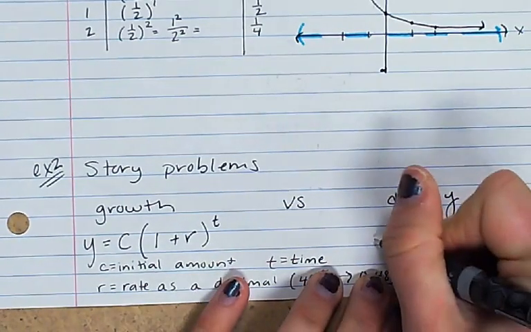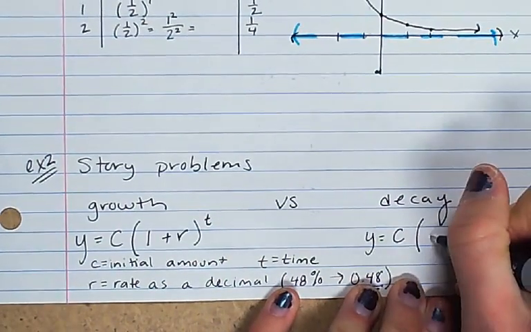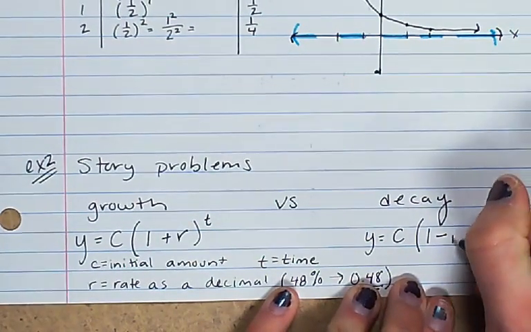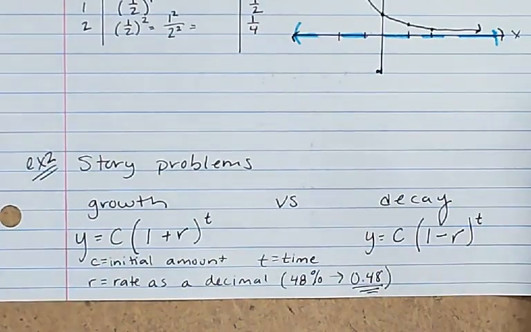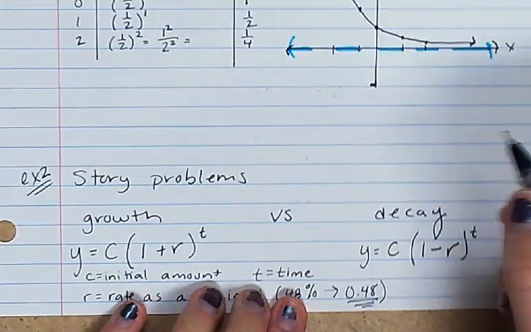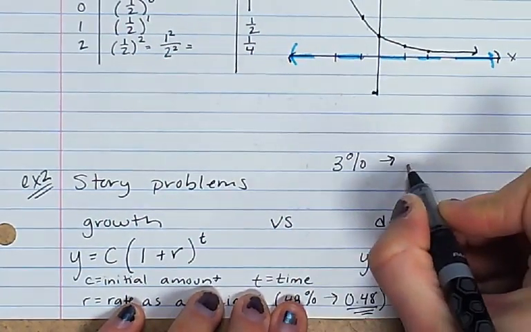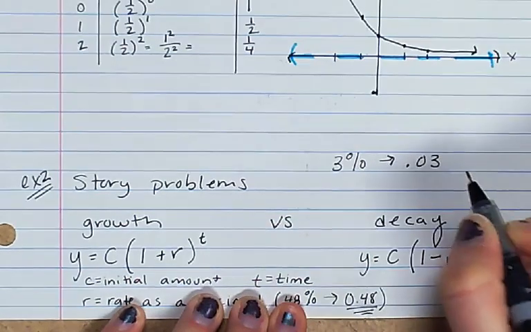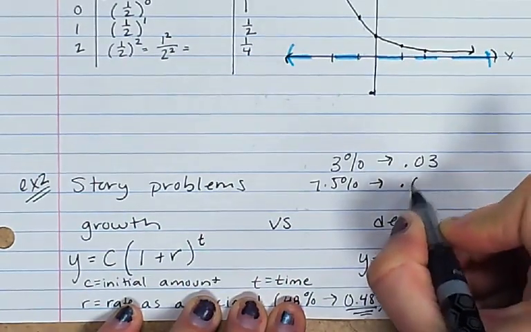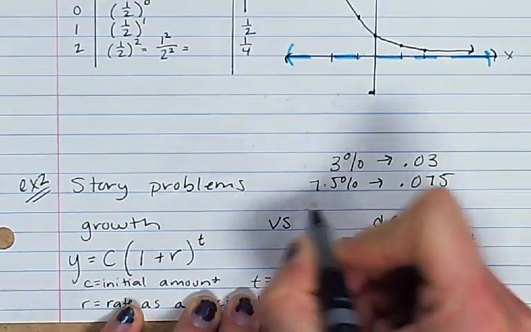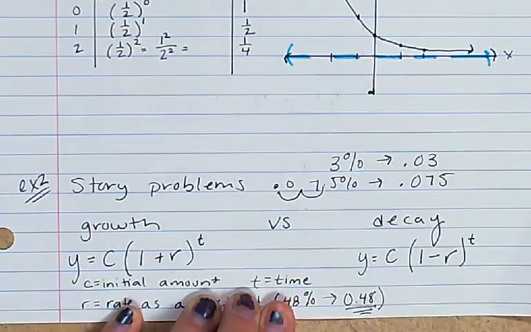Decay is very similar. All the same variables. I'm going to say C is your initial amount, but on this one you do 1 minus the rate as a decimal. So all these variables are still the same, to the power of time. One thing I will remind you of, just so you don't forget, if we say 3%, that as a decimal is 0.03. And then if we had 7.5%, that's 0.075, because we have to take the decimal place and move it two spots to the left and then fill in any holes that there are.